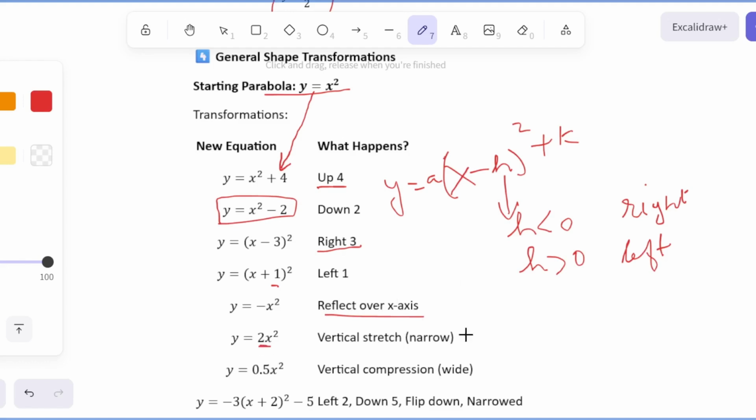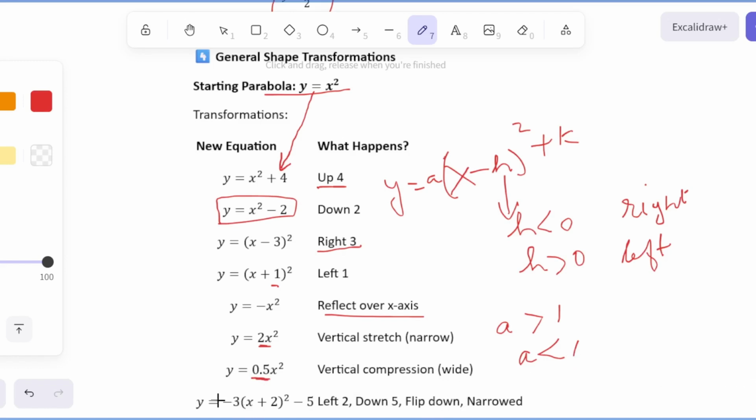2, the value of A is greater than 1. So whenever the value of A is greater than 1, it will be a vertical stretch, right? Because it's a 2 in this case, which is greater than 1, that's the reason there's a vertical stretch. And if A is less than 1, for example, in this case 0.5, you will see a vertical compression.